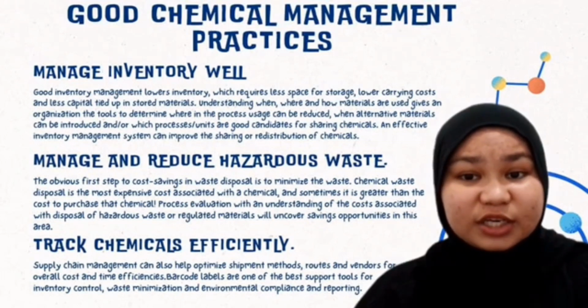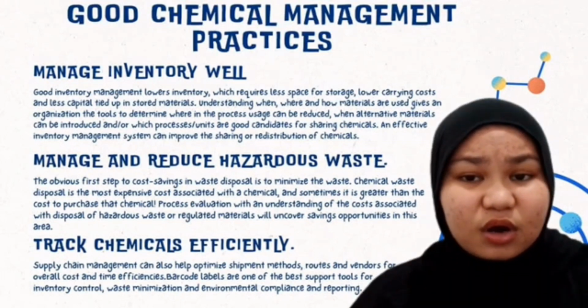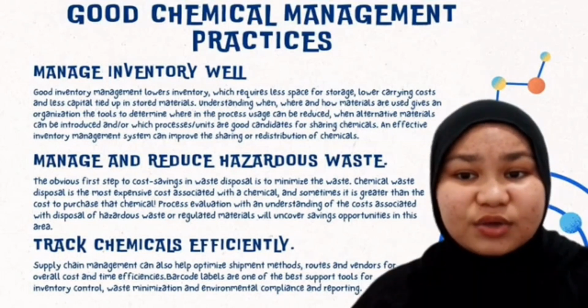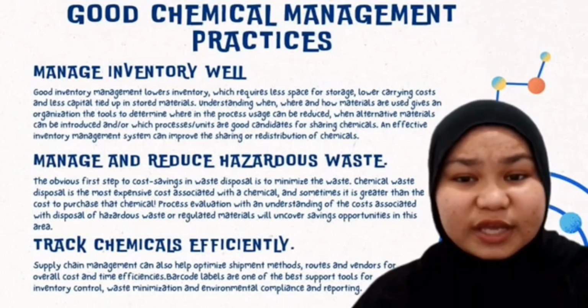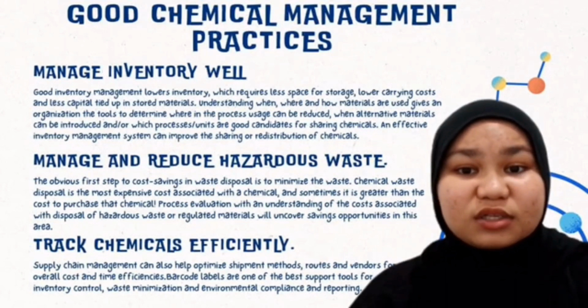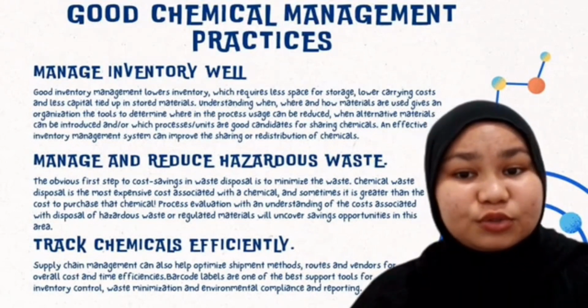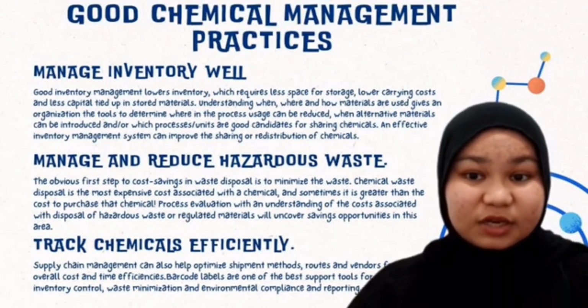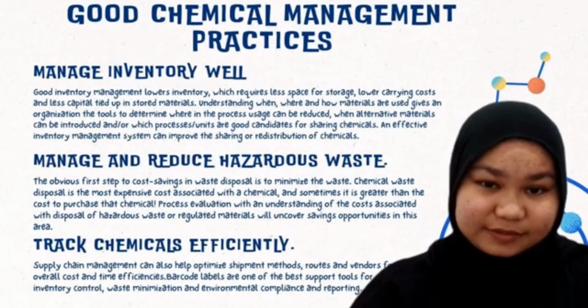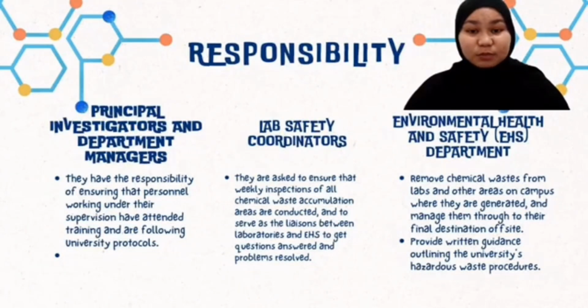The last one, track chemicals efficiently. Supply chain management can also help optimize shipment methods, routes, and vendors for overall cost and time efficiency. Barcode labels are one of the best support tools for inventory control, waste minimization, and environmental compliance and reporting. Next, we go to the responsibilities.